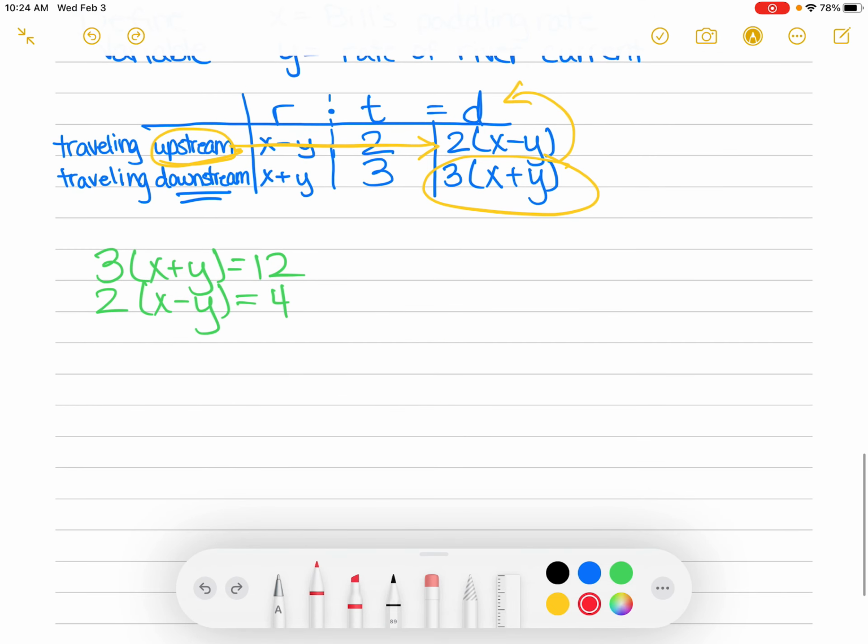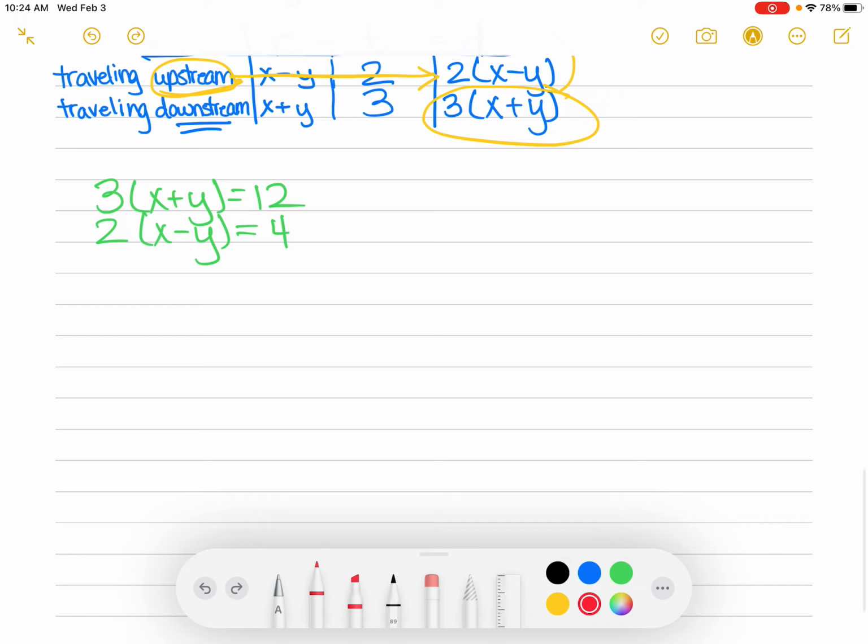Okay, so there's my system, and now I'm going to solve this problem. So how am I going to solve this problem? Well, for this one, I can multiply everything out and then do my system of equations. So I'm going to multiply everything out. So I get 3x plus 3y equals 12, and 2x minus 2y equals 4. And then remember, this 3 is only going here. It doesn't go across to the last part.